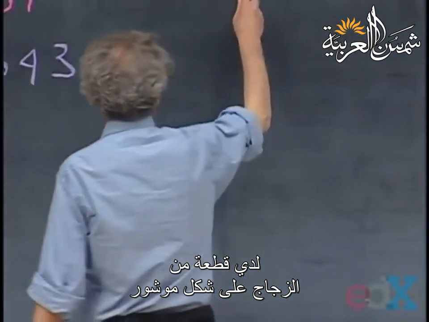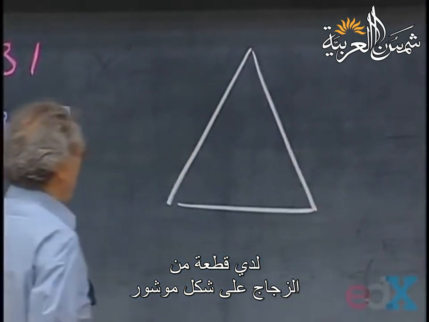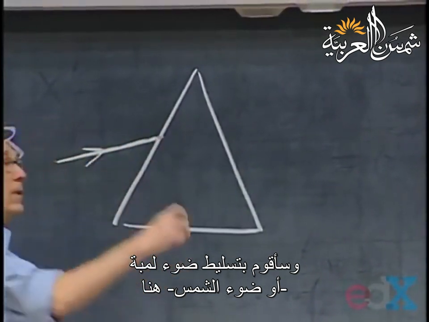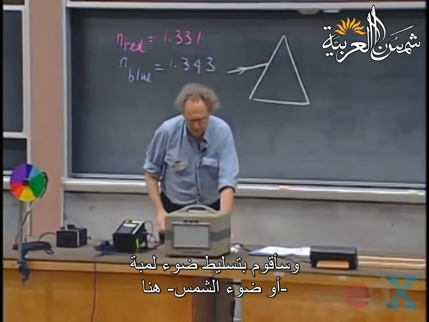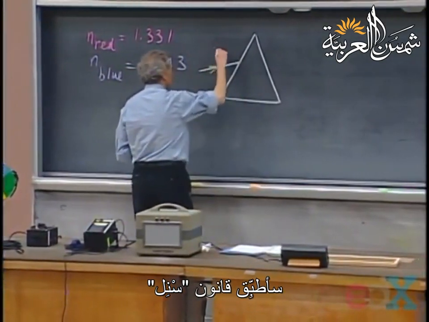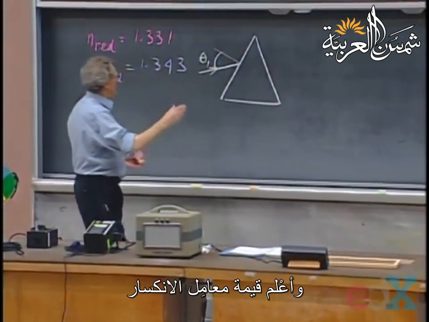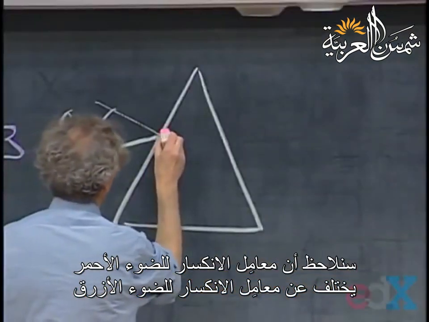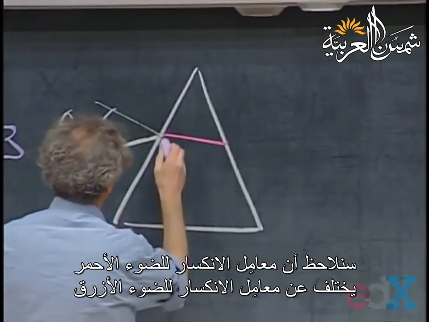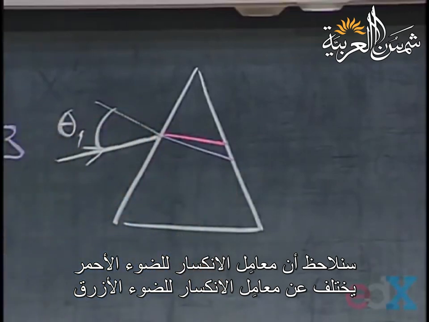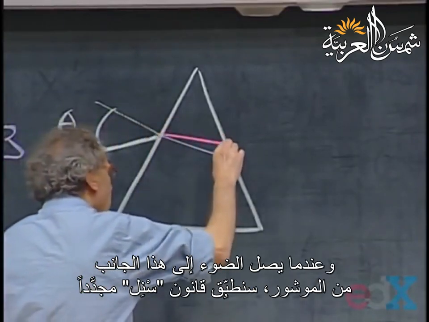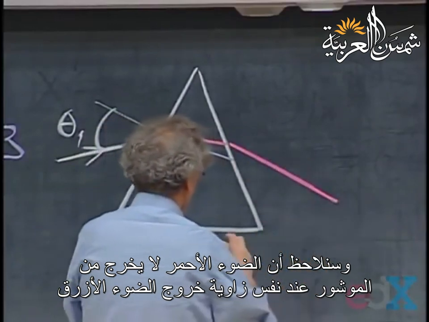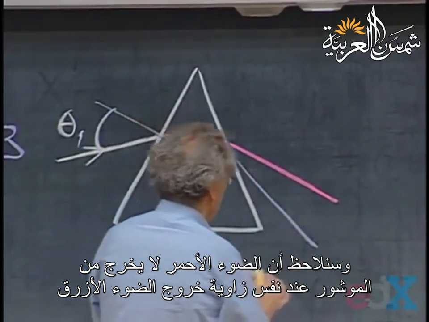If I take a piece of glass and I give it this shape, the shape of a prism, and I shine some light on here, light from these light bulbs, or light from the sun for that matter, then I can apply Snell's law here. I know the angle of incidence, theta 1. I know the index of refraction. This is for water, but you can look them up for glass, of course. And then you will see there is a difference of the index of refraction for red light than there is for blue light. And so, when you reach this side of the prism, again you have to apply Snell's law. And when you do that, you will see that the red light doesn't come out at the same angle that the blue light comes out, but the two diverge.